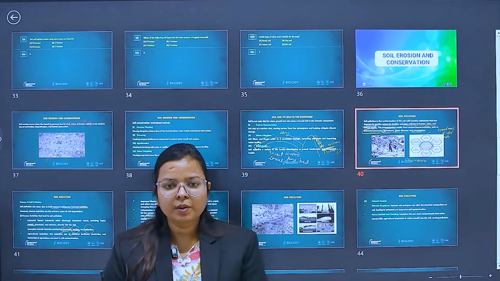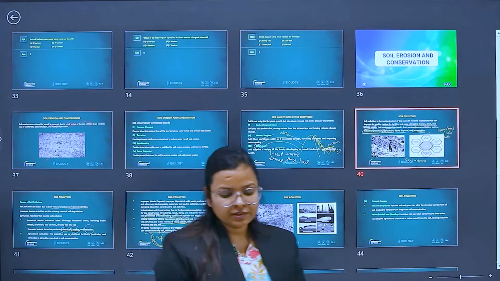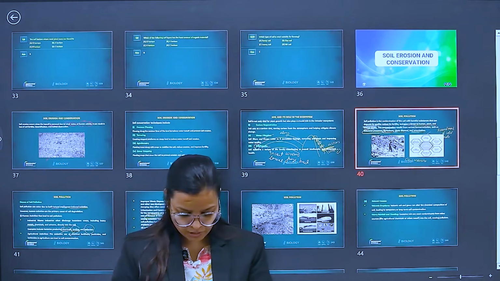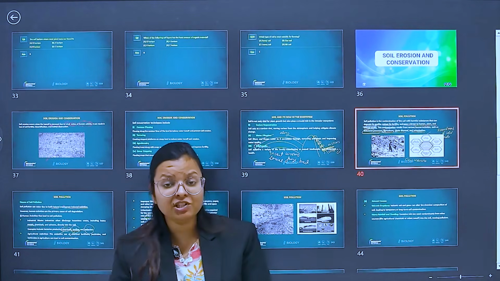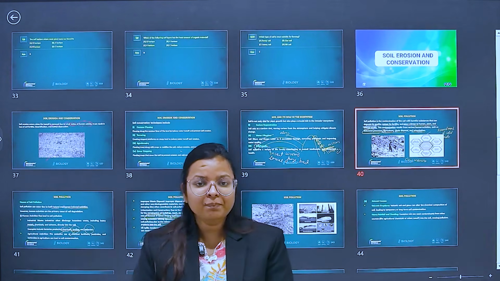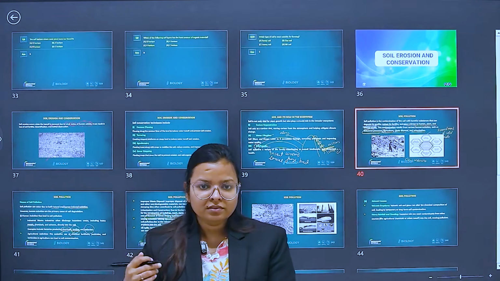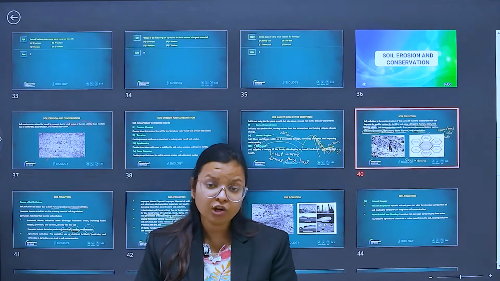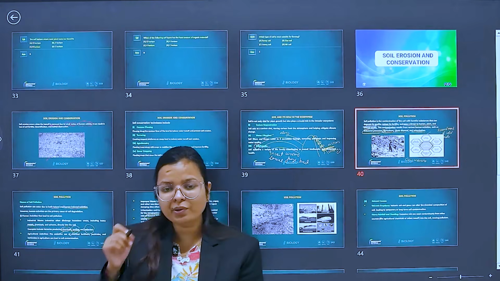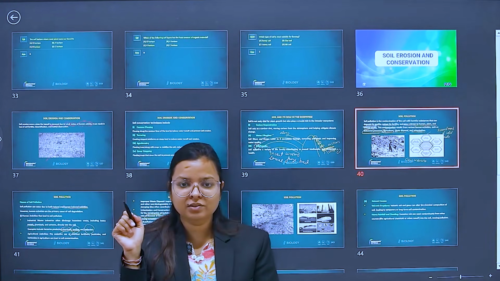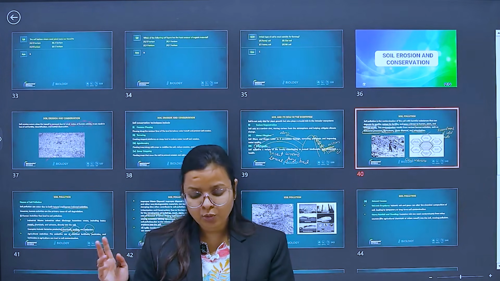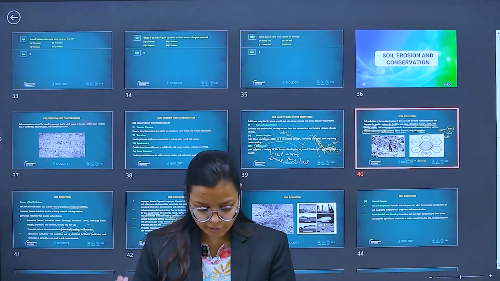Which of the following is a soil conservation technique? Terracing, contour plowing, agroforestry, cover cropping. The fifth option is all of the above. You can choose it. It can be multiple choice also. You can write in option A, B, C, D. The first option is terracing, second is contour plowing, third is agroforestry, fourth is cover cropping.